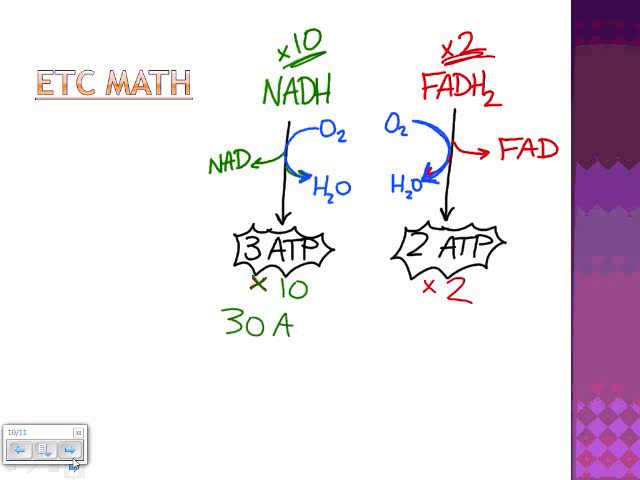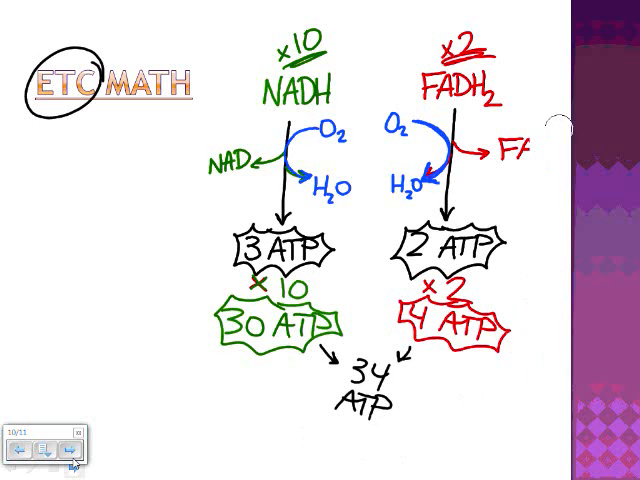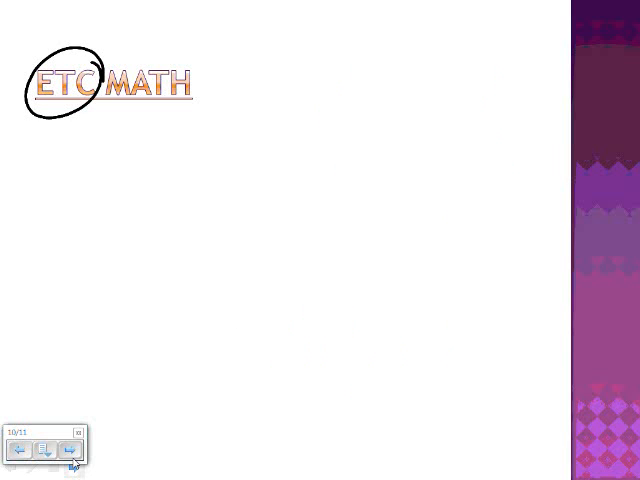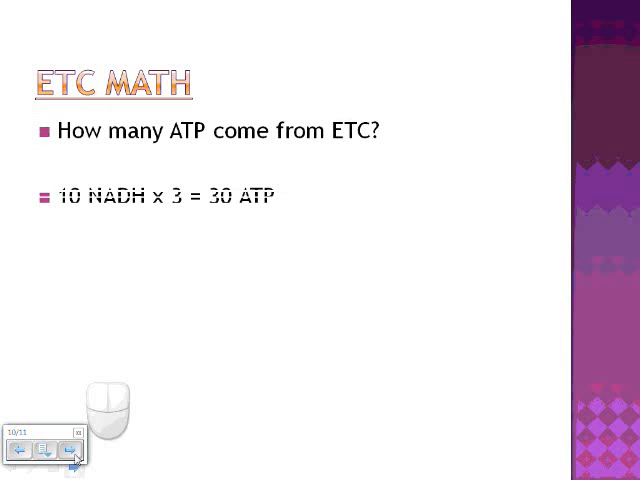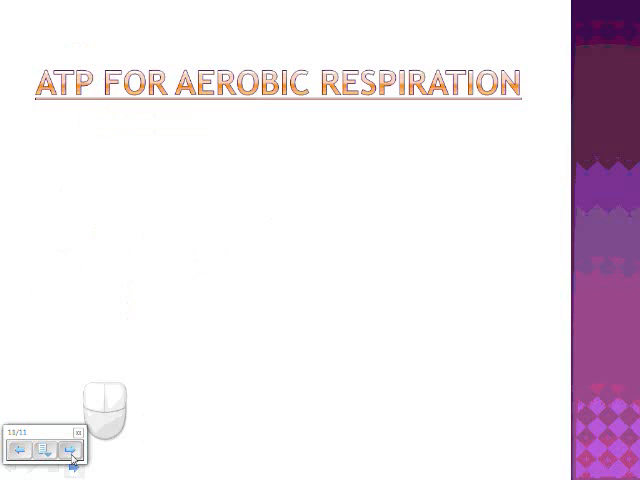So we get 30 ATP out of the NADH, and we get 4 ATP out of the FADH2s, which gives us a grand total of 34 ATP coming from the electron transport chain. So if we really want to stop and look at our math, we've got 30 ATP from the NADH, 4 ATP from the FADH2s, which gives us 34 grand total. Animation there for you guys to watch.